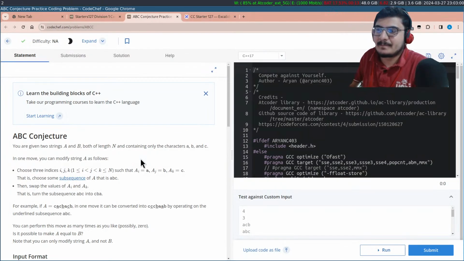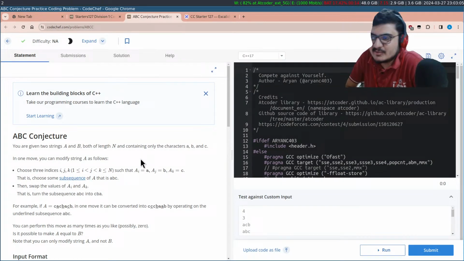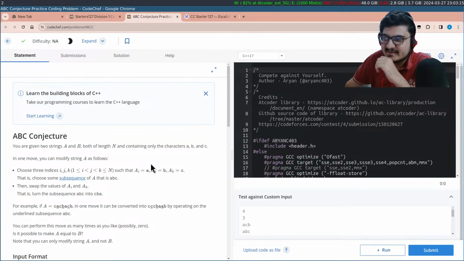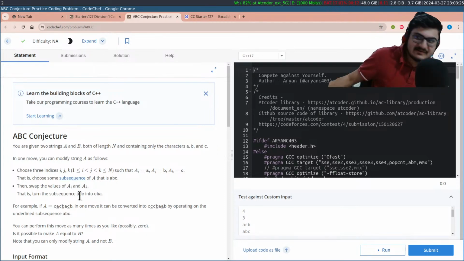ABC Conjugate. It says you are given two strings A and B, both of length n, containing only characters A, B, and C. In one move, you can modify A as follows. Choose three indexes i, j, and k, such that A_i is A, A_j is B, and A_k is C. That is, choose some subsequence of A that is ABC. Then swap the values of A_i and A_k. That is, turn the subsequence ABC into CBA. And now one example is given to us.